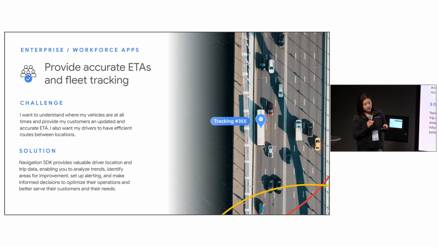We're also seeing success in enterprise workforce. So we're seeing operators using the ETAs that are given back from Nav SDK to track where their fleet is, so they know at all times where their vehicles are, so they can optimize their dispatch.